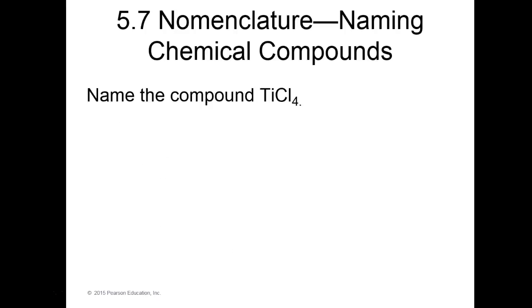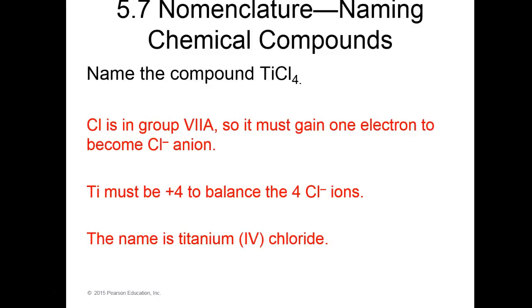So try to name the compound TiCl4. Pause the video when you're ready to move on and get the answer. Push play. Cl is in group 7A, so it must gain 1 electron to become a Cl-. Titanium must be +4 to balance the 4 chloride ions. The name is titanium(IV) chloride.